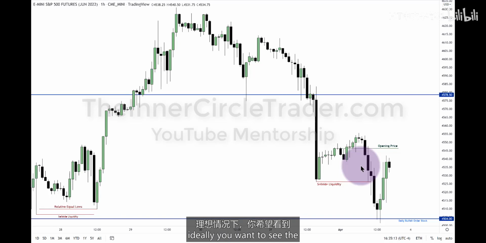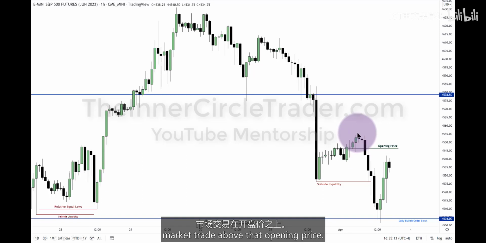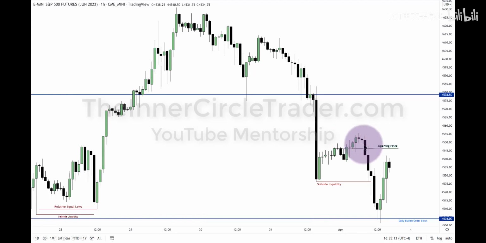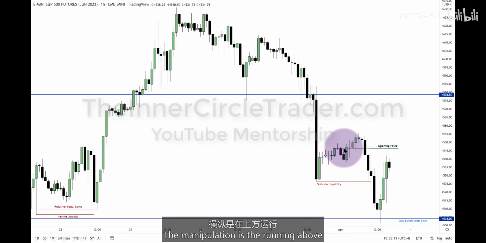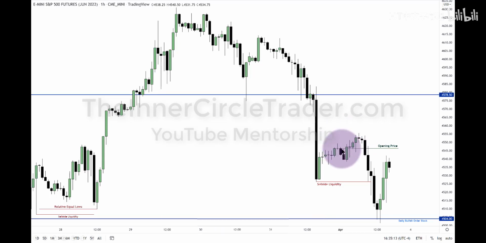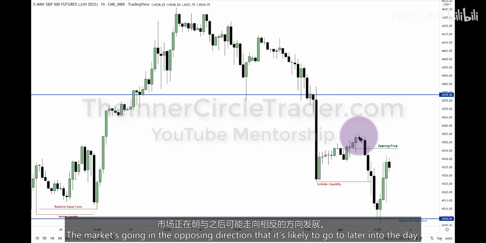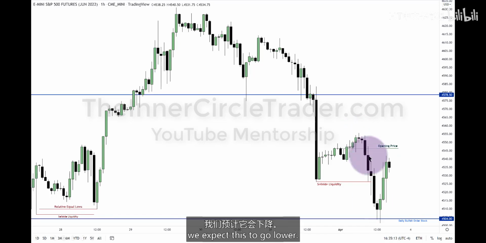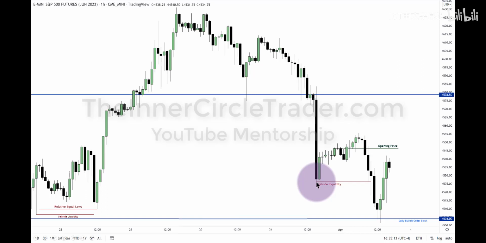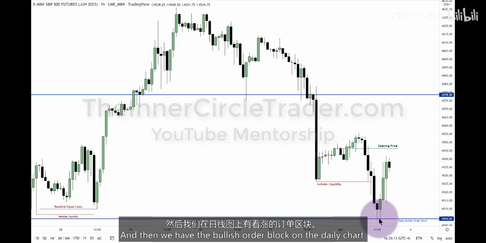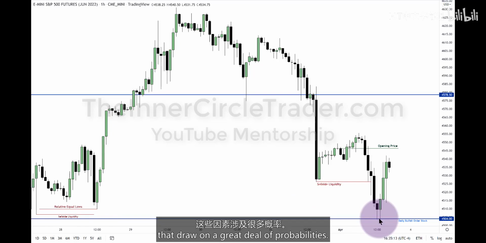So if you're bearish, ideally you want to see the market trade above that opening price. This is going to be manipulation. The manipulation is the running above a key level when we are bearish. We're expecting this to go lower. All of this is basically market protraction, where it's a Judas swing. The market's going in the opposing direction that it's likely to go later in the day. So later in the day, we expect this to go lower. Where's it going to go? Below this low. If it accelerates below this low, where could it go? Below here. Then we have the bullish order block on the daily chart.